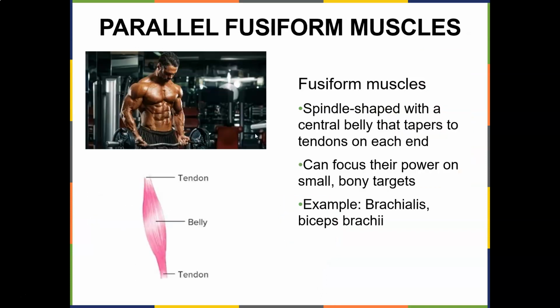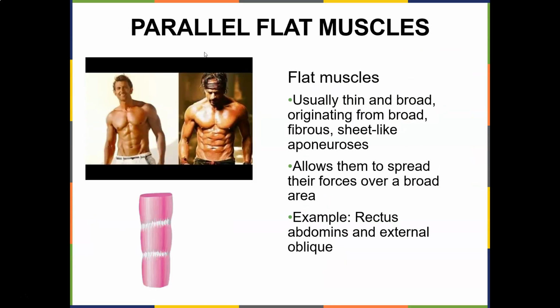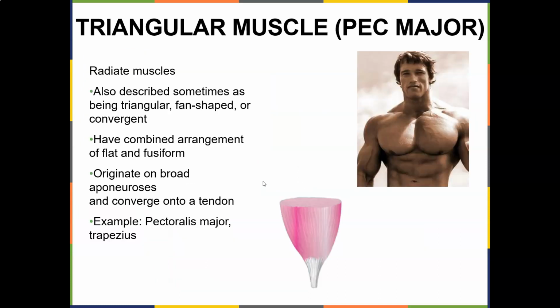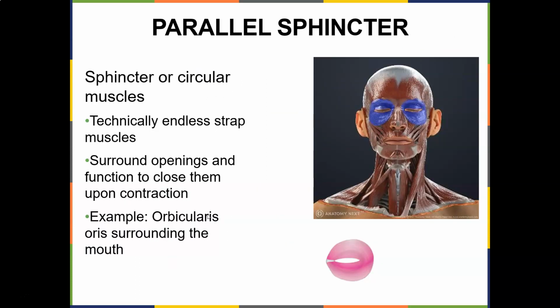So when you study these, I want you to know what's the category, right? Is it a flat? It's a parallel flat. And what's an example? So for fusiform, the example would be biceps. Triangular radiate, the example would be pectoralis major. Now you also have parallel sphincter muscles or circular muscles, technically endless strap muscles, which surround openings and function to close them upon contraction. So the orbicularis oris and orbicularis oculi are examples.